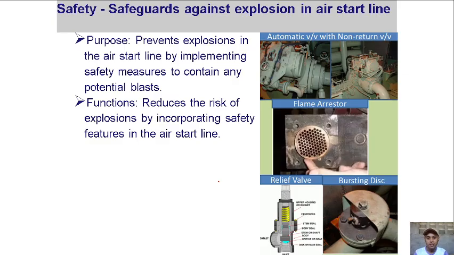Okay, another safeguards against explosion, air starting line. We have the flame arrestor, relief valve, bursting disc. So this was already discussed on our previous topics. So the purpose: it prevents explosions in the air start line by implementing safety measures to contain any potential blasts. So functions: reduces the risk of explosion by incorporating safety features in the air start line.